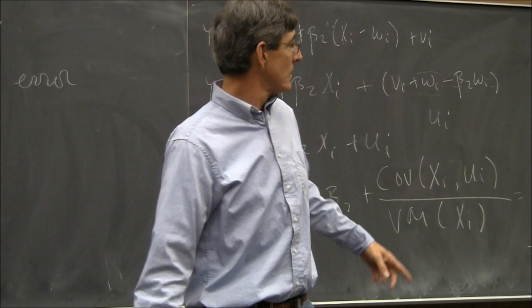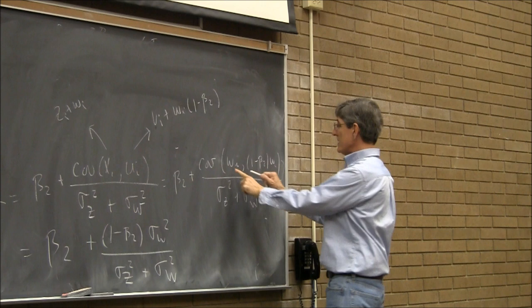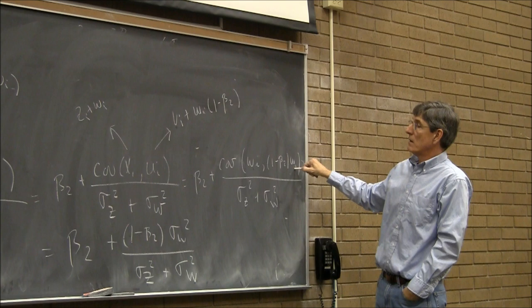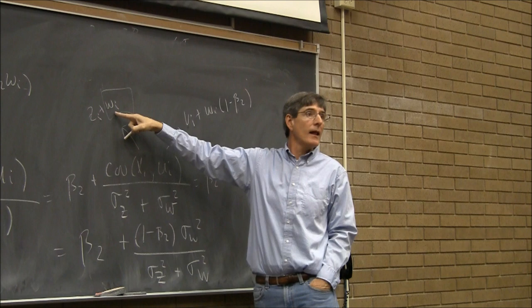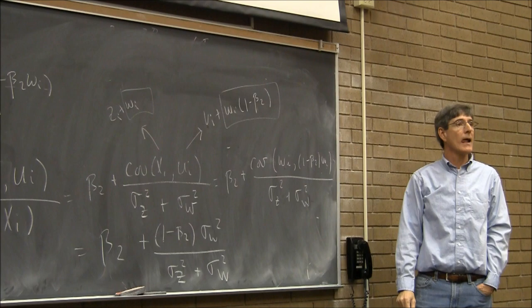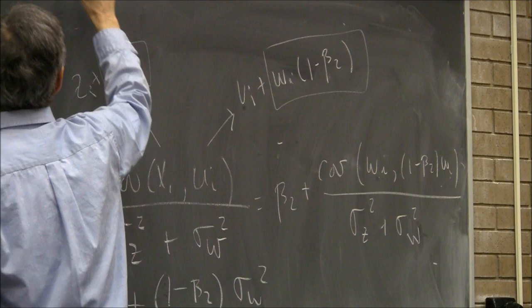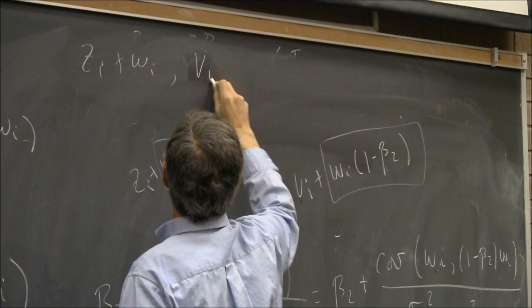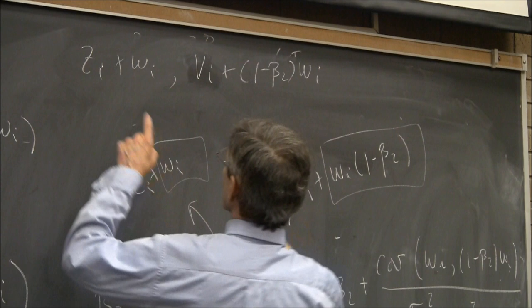Is that correlation VI or WI? This one? No, the right side, yeah. This is a W and this is a W. Why has it become W, not VI? That term is WI, mm-hmm. And that term is WI. When I multiply these out, I basically get ZI plus WI correlated with VI plus 1 minus beta 2 WI. So I'll get four terms. I'll get a ZI, VI term, but those are uncorrelated.